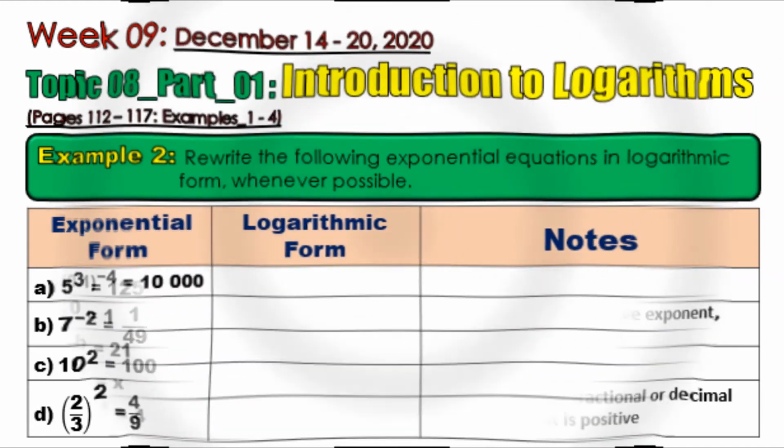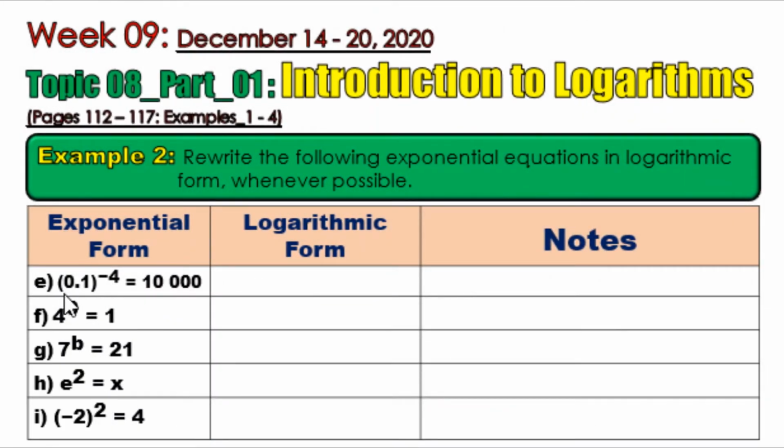Next we have letter E. 0.1 raised to negative 4 is equal to 10,000. What do you think is its logarithmic form? This time we have a decimal base. We have a negative exponent. So what do you think is its logarithmic form? The answer is logarithm of 10,000 to the base 0.1 is equal to negative 4.